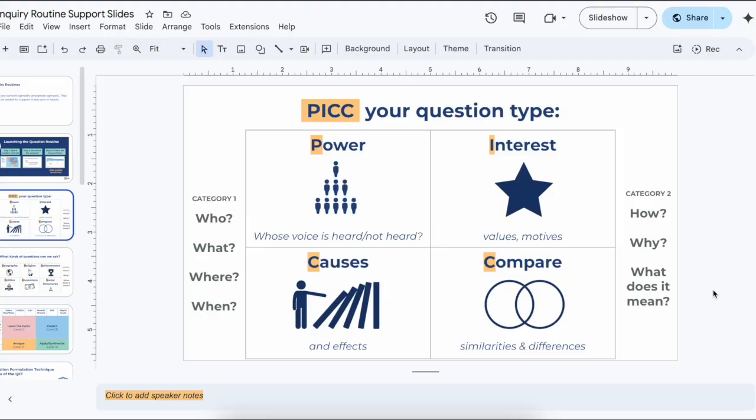So certainly you can construct with your students, highlight some really great questions that you all love, and then organically construct a list of what makes them great. But I also think you can do something like this where you have a mnemonic based on 4 things that are important to you, and you have a visual with each one. So for example, here we have pick, power, interest, causes, and compare. And so just having these front of mind when students are grappling with questions to ask.